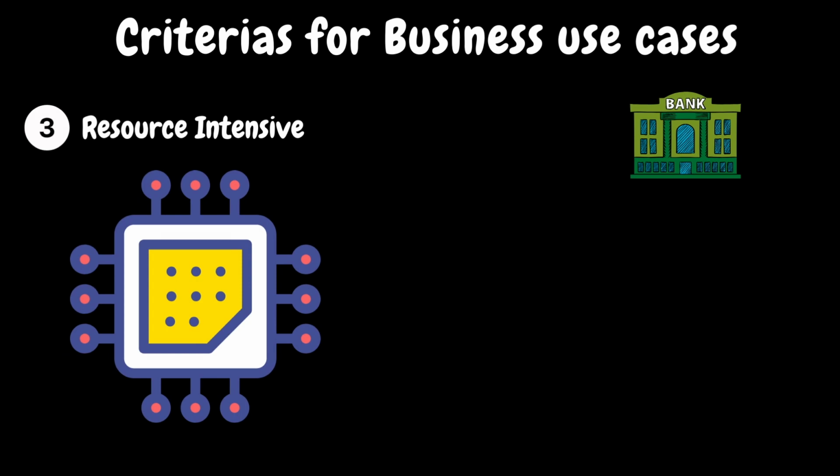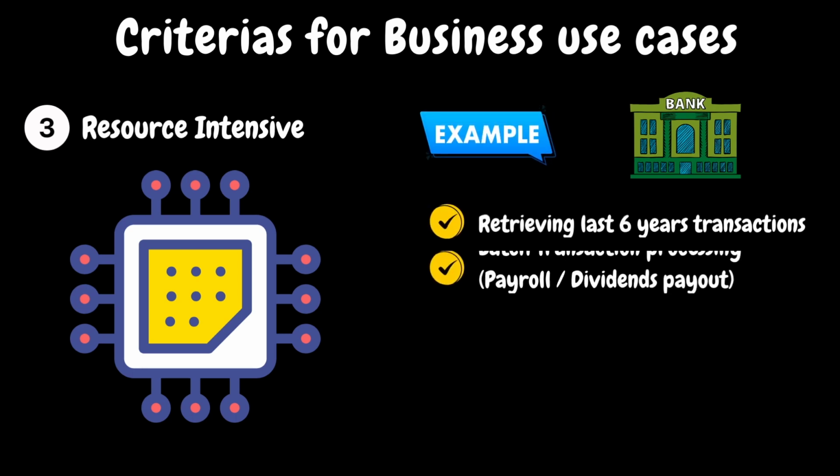The next criteria is resource intensive. These use cases are not utilized frequently by users. However, when they are used, they significantly consume server resources. Let's look at those use cases. Retrieving last 6 years transactions.